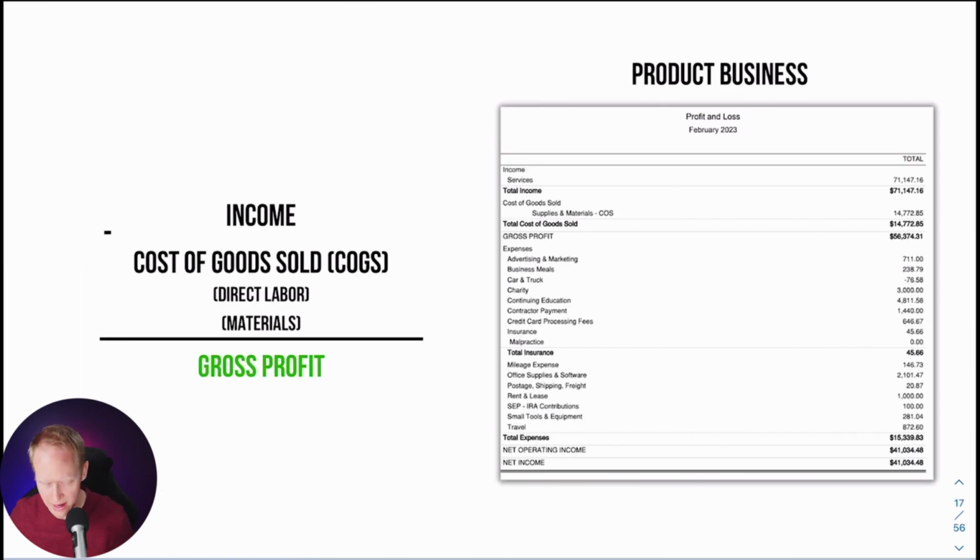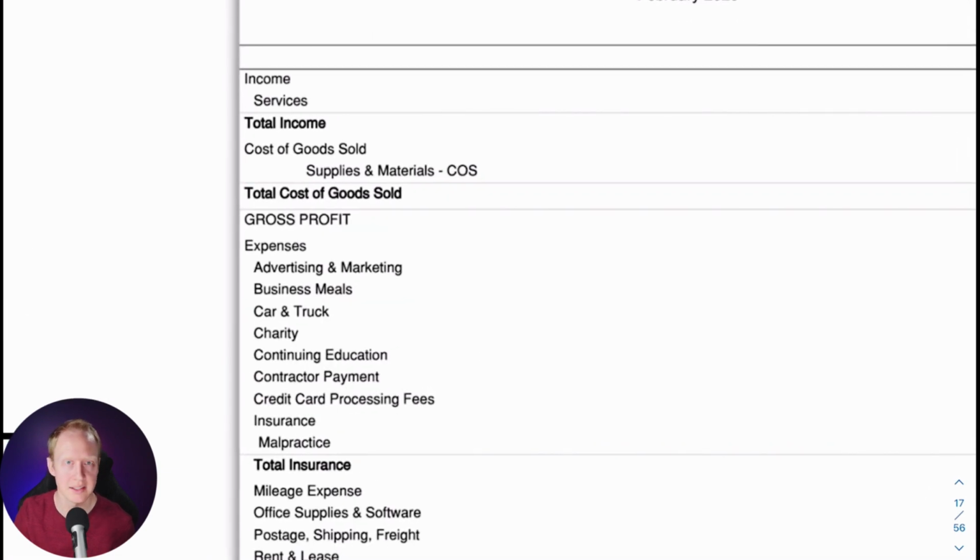So now let's look at a little bit of a different kind of business. This is a more product-based business. We would see a direct cost of goods sold line up here, and we might have supplies and materials, right? Now, quick hint here. If you do run this type of business and you don't see the correct expenses listed up here for your materials and labor, talk to your bookkeeper.